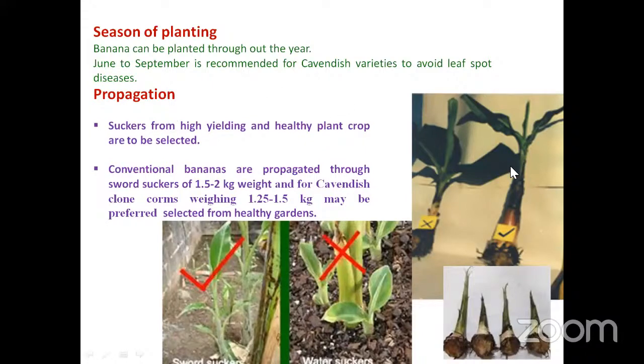Here you can see the difference between the sword suckers and water suckers. These sword suckers, which are about 3 months of age, should be collected from healthy mother plants. They have a strong base, like a very large rhizome, with leaves tapering towards the end, which are sword-like leaves, and are to be preferred for planting. Sword suckers grow faster compared to water suckers and come to bearing early. Here, in the bottom, you can see the sword suckers.